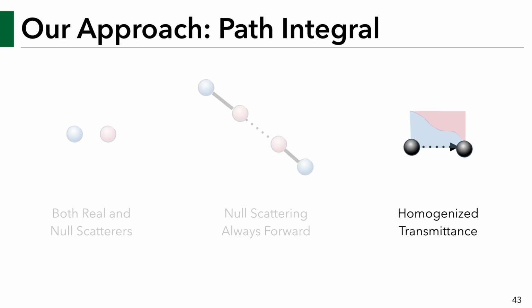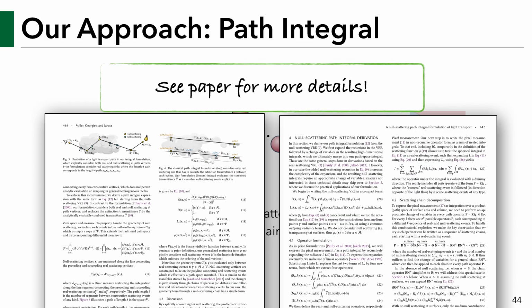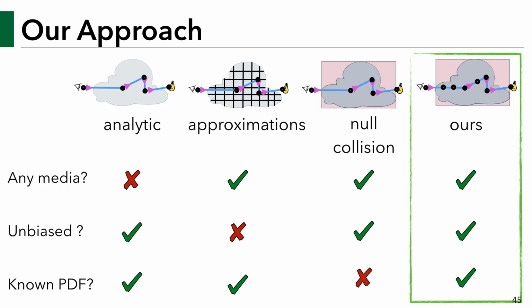Finally, since we're dealing with a homogenized medium, the transmittance between any two scattering vertices, no matter what type of scattering, is calculated with respect to the real and the null density. And since we can always choose to make this density constant, the transmittance is computed analytically. So you can see our paper for more details on the path integral and its formal derivation.